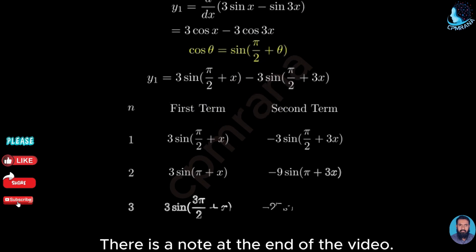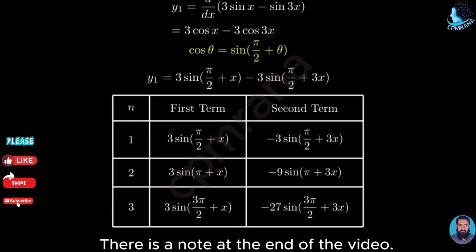For each derivative, we'll see two key changes. First, the coefficient of the second term gets multiplied by 3, and second, the angle inside the sine function increases by pi over 2. Let's highlight the key observations in this pattern. Notice how the coefficient of the second term follows the pattern 3, 9, 27. These are powers of 3, and the angles increase by pi over 2 each time: pi over 2, pi, 3 pi over 2.